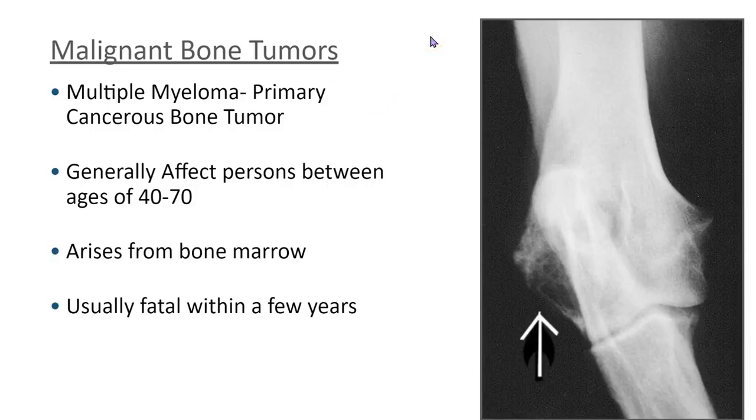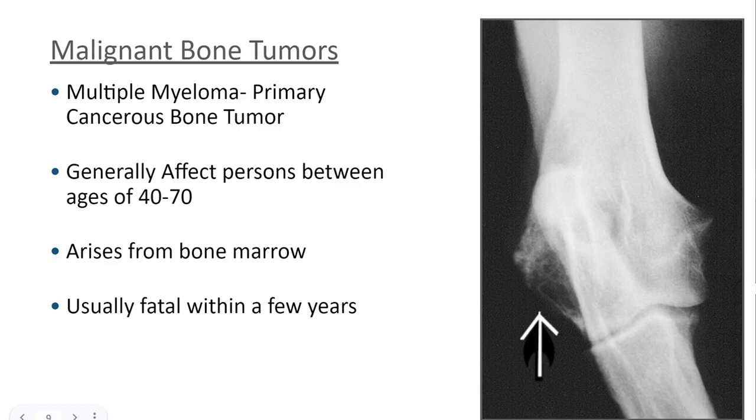Next, let's discuss a couple malignant bone tumors that you may see in the upper extremity. The first one we'll discuss is multiple myeloma. That is the most common primary cancerous bone tumor. And by primary, we mean that it has not metastasized or spread from anywhere else in the body. Multiple myeloma generally affects people between the ages of 40 and 70. And as the name implies, these tumors occur in various parts of the body and actually arise from the bone marrow or the marrow plasma cells.